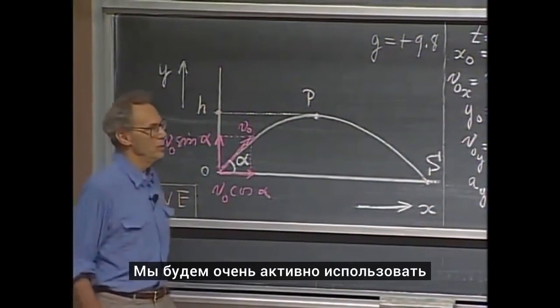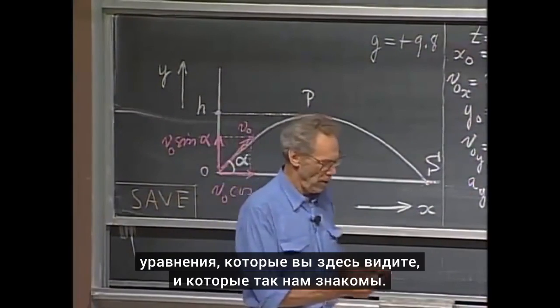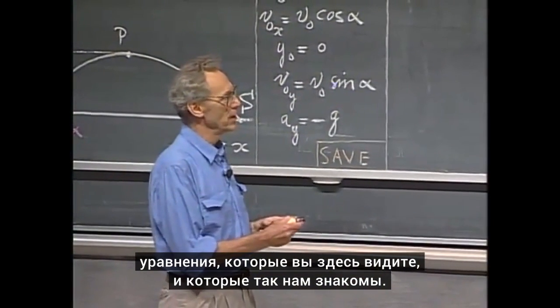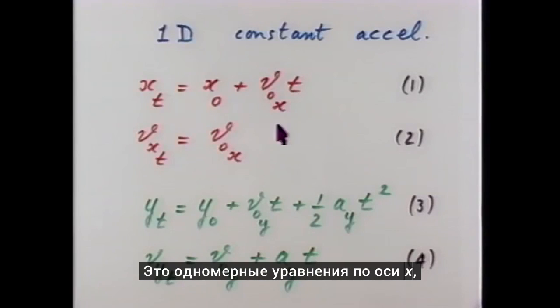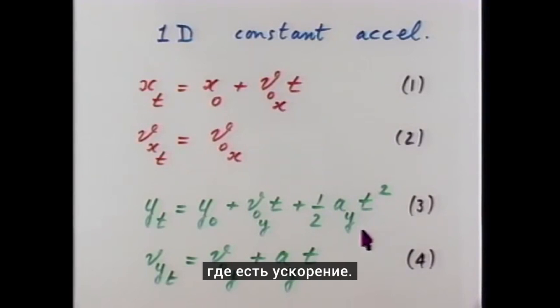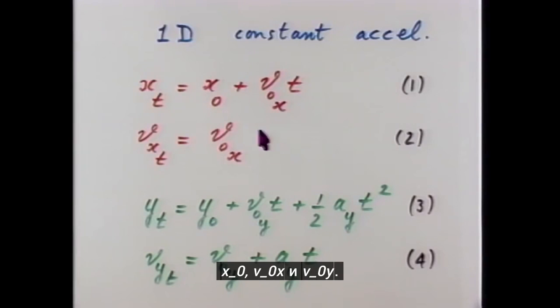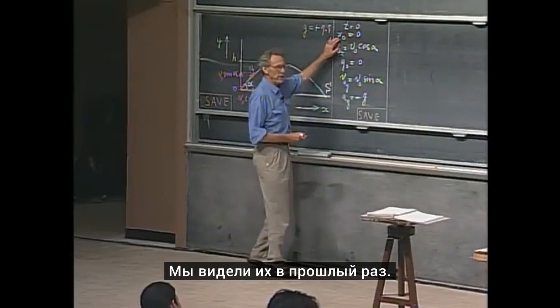We're going to use very heavily the equations that you see here that are so familiar to us. These are the one-dimensional equations in x direction where there's no acceleration, and the one-dimensional equations in the y direction where there is acceleration. In order to use these equations, we need all these constants x0, v0x, and v0y. We have seen those last time.